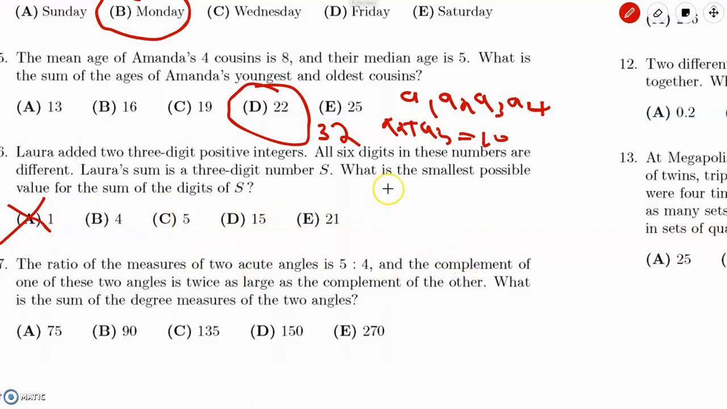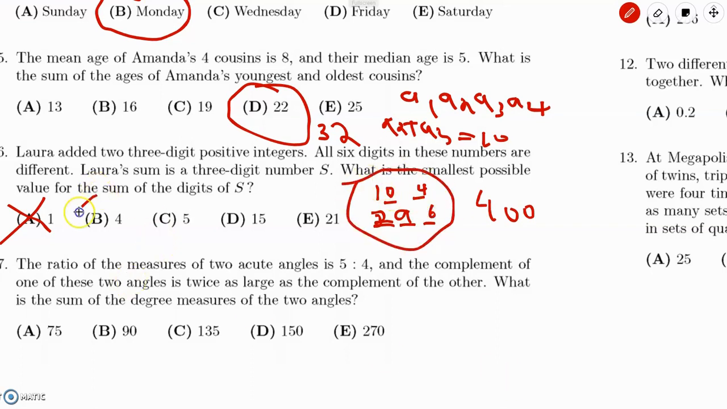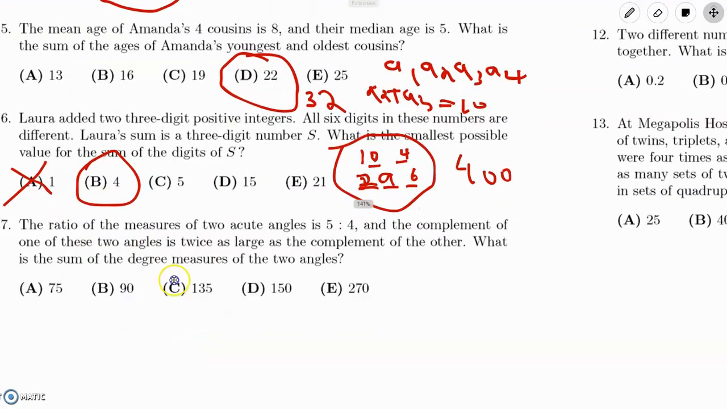Now let's check if 4 can work. Since the sum of the digits is 4, which is small, we want something like 1xx and then 2yy or something, because these are all distinct, and they should add up to something that has the sum of the digits of 4. So if we choose 400 to be the thing they add up to, then we can take something like 104 and 296, and that would work. So B is the answer. Since 4 works, and we concluded that 1 couldn't work, then it has to be the lowest that works.